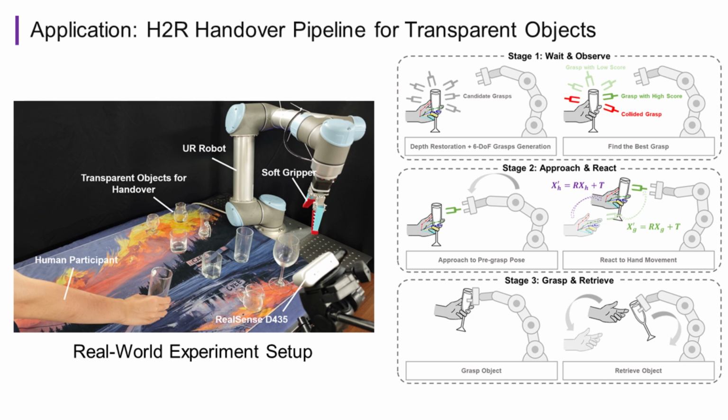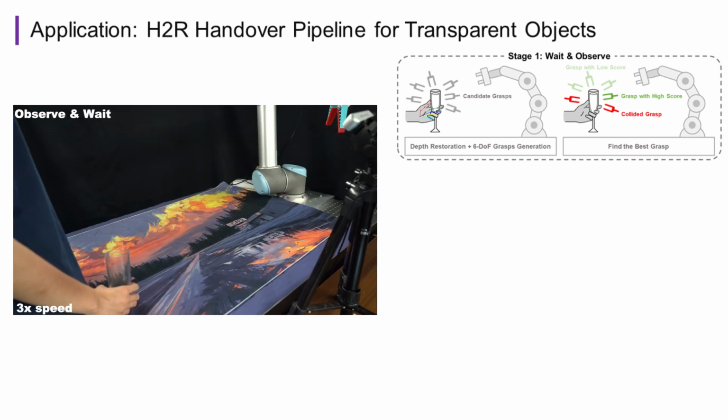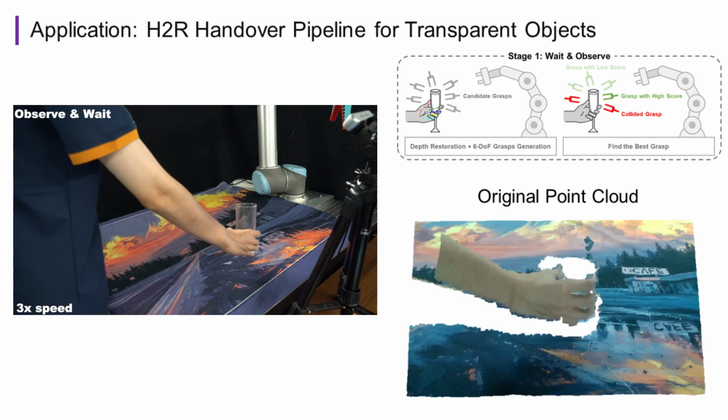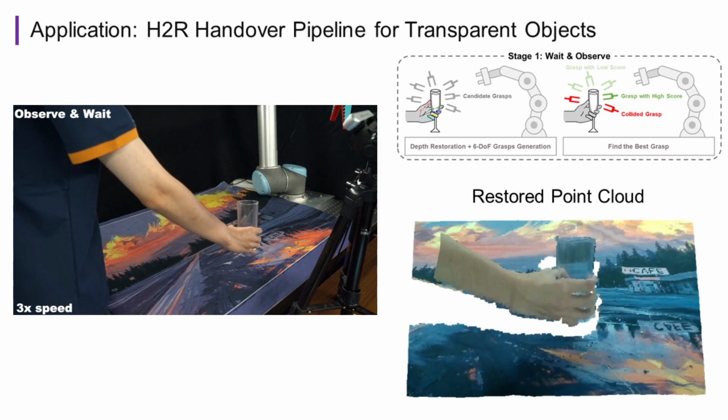Based on the proposed depth restoration method, we develop a real-world system for human-to-robot handover. The whole handover process can be divided into 3 stages. In the first stage, we implement the proposed depth restoration model to reconstruct the point cloud of transparent objects and then generate available grasps using GraspNet.